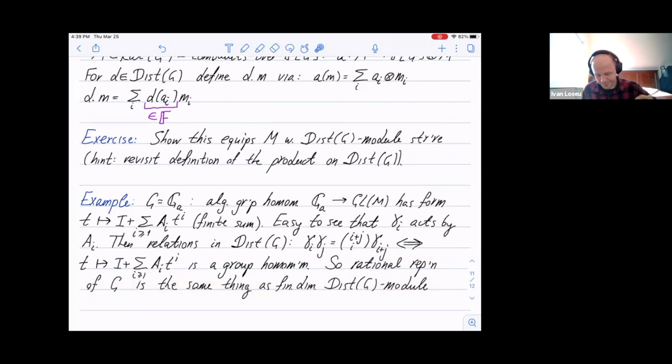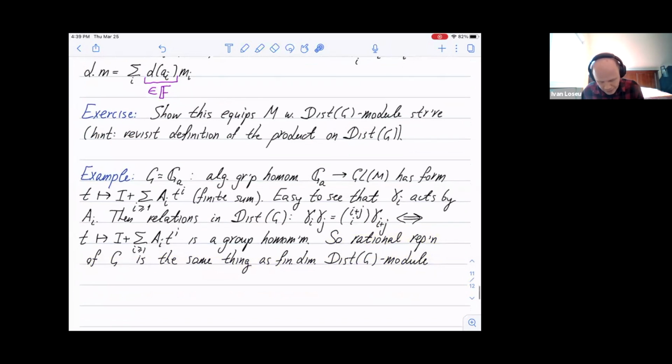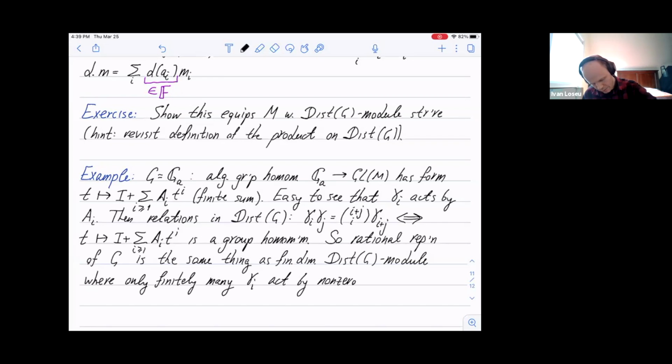That's actually possible. So if you want the equality, then you need to add something where only finitely many gamma i act by non-zero operators. That's an essential restriction, and you can actually compare with what happens in characteristic zero.